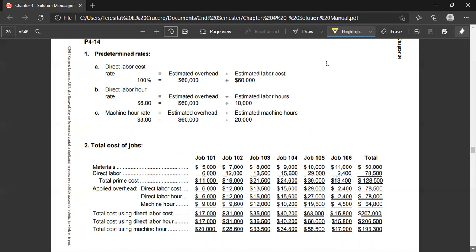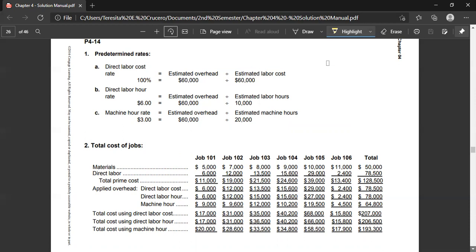Okay, then for machine hours, meaning we are going to use the machine hours for job 101. Job 101, the number of machine hours is 3,000, and the rate based on machine hours is 3. So 3,000 machine hours times 3 is 9,000.